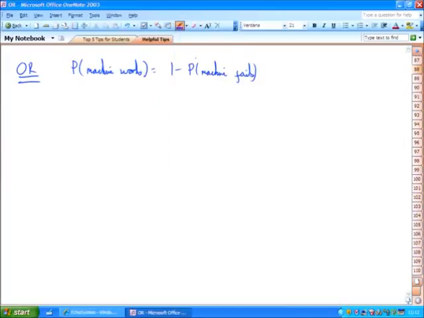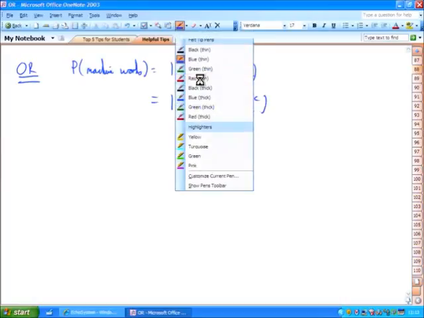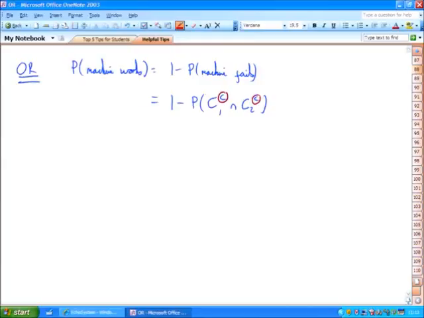Let's just be consistent and use our blue. 1 minus, well, what is the probability of the machine failing? Well, I'm going to introduce this notation. It's the probability of C1 complement intersect C2 complement, where the complement, which is this little symbol here, if you like, denotes not or the opposite of. So, for example, the probability of the complement of C1 equals the probability that C1 fails. And this is just 1 minus the probability of C1, where C1 denotes the component working.